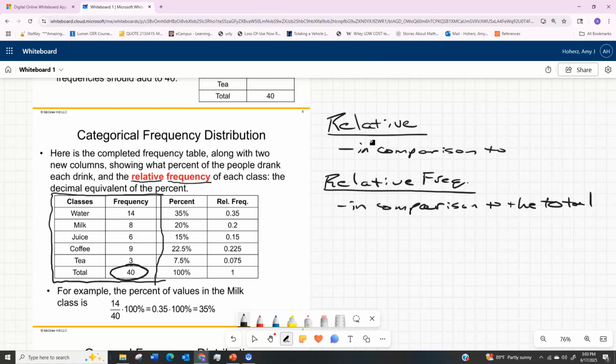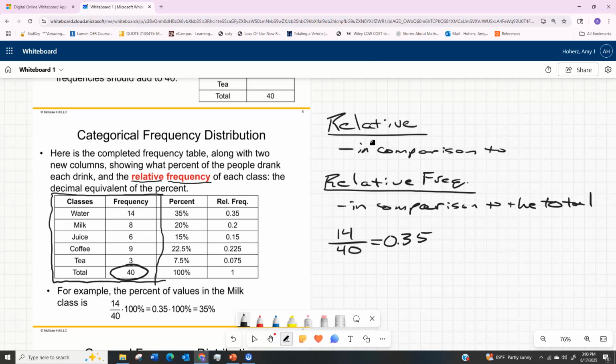Instead of saying 14, the researcher could say there were 14 people that drank water out of the 40. And if you do that on your calculator, 14 divided by 40 comes out to be 0.35. So 0.35 is the decimal equivalent to 14/40ths. And so that would be the relative frequency.